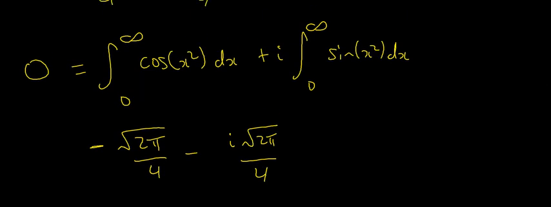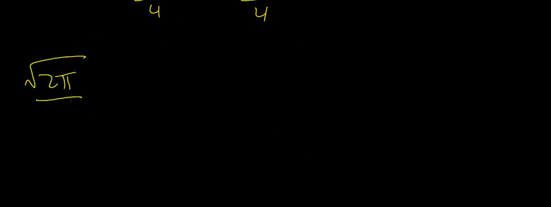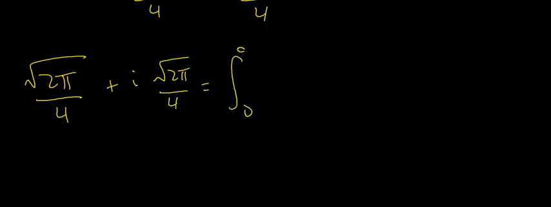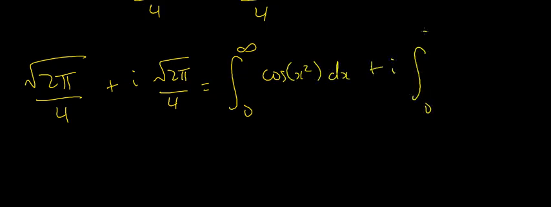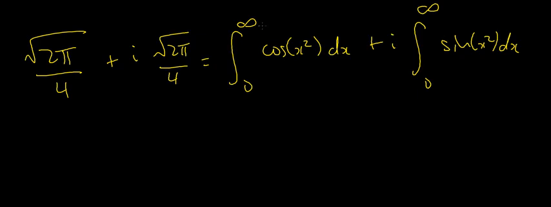Okay, now if I just add both of these negative terms to both sides, I'm going to get root 2 pi over 4 plus i root 2 pi over 4 is equal to the integral from 0 to infinity of cosine x squared dx plus i times the integral from 0 to infinity of sine of x squared dx. And we're basically done at this point, because you notice that if I take real parts of both sides and imaginary parts of both sides, I'm going to solve both of these Fresnel integrals.